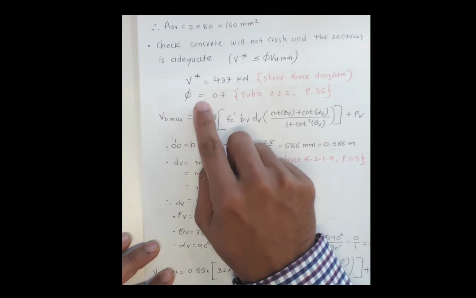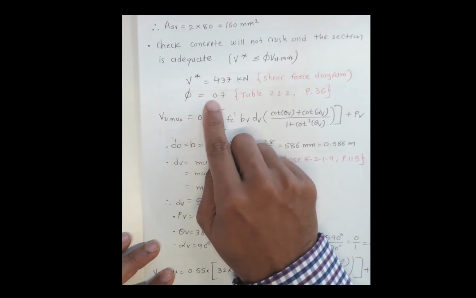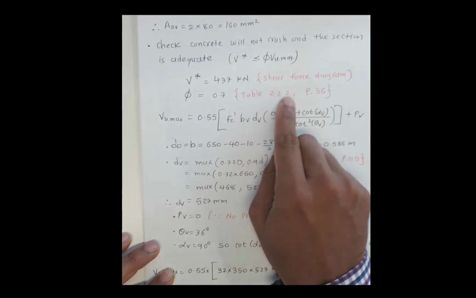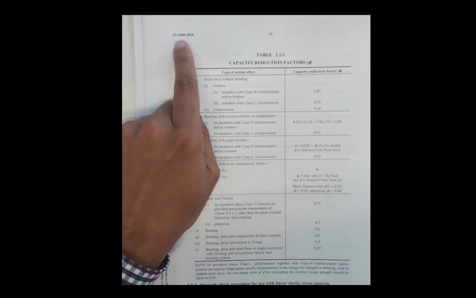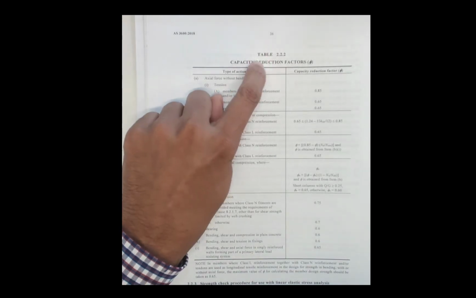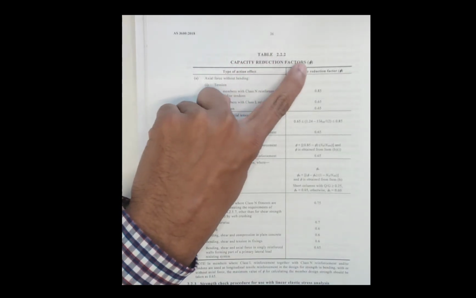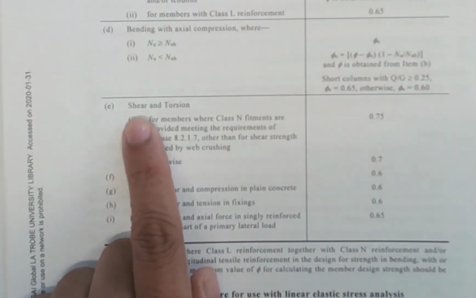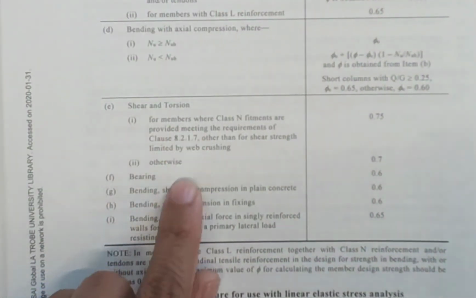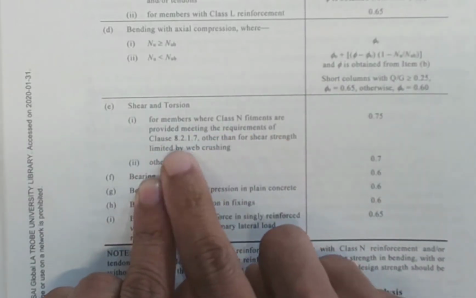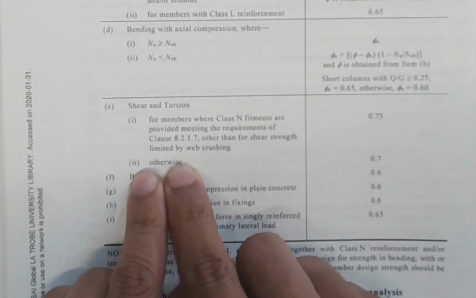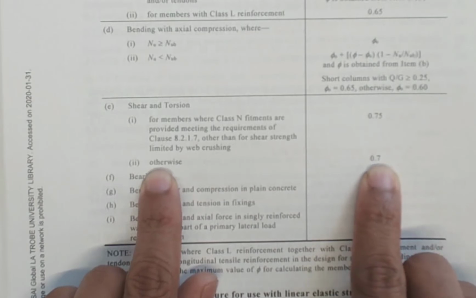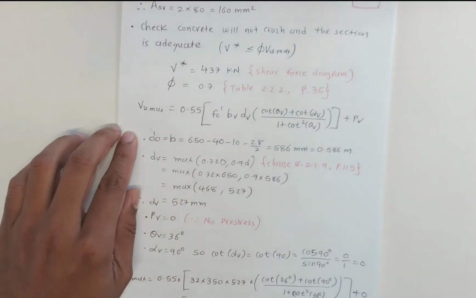Now the capacity reduction factor is 0.7, which is taken from Table 2.2.2 on page 36 of AS 3600. It has given capacity reduction factors phi. Now we are working with shear, so go to section E, where we have class N fitments providing requirement other than shear strength limited by web crushing, so we take 0.75, but we have R fitments, so we take phi as 0.7. So that is 0.7 here.